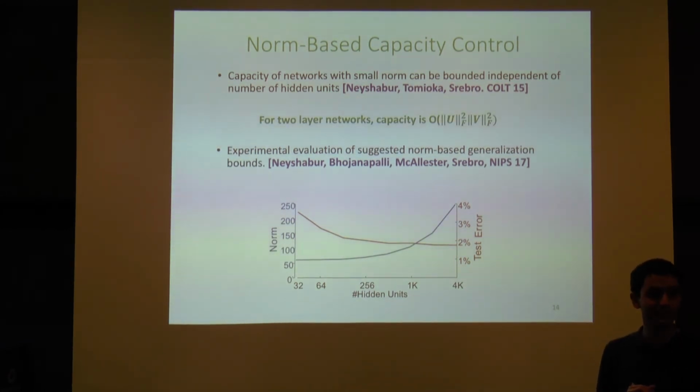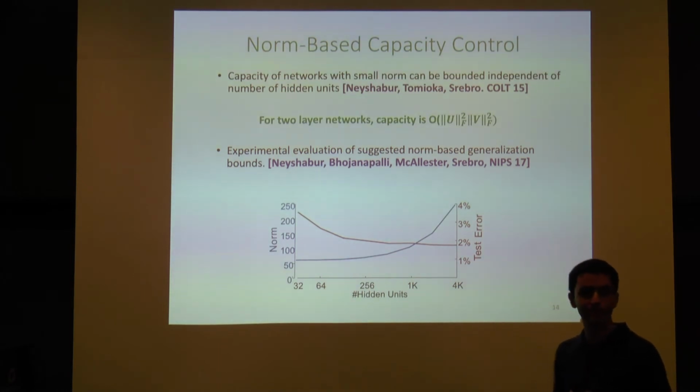And this is for the digits? Yeah, same experiment. And how many layers? This is just one hidden layer. Just one. Yeah, you increase the number of hidden units.